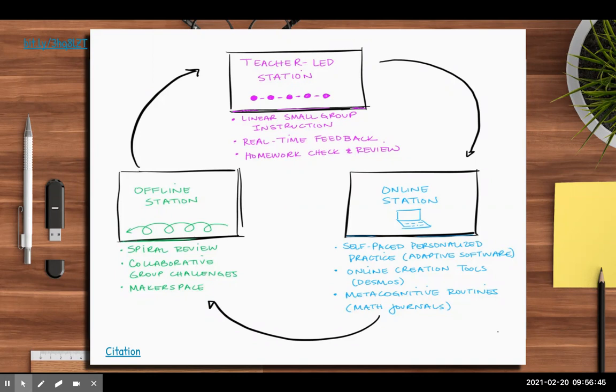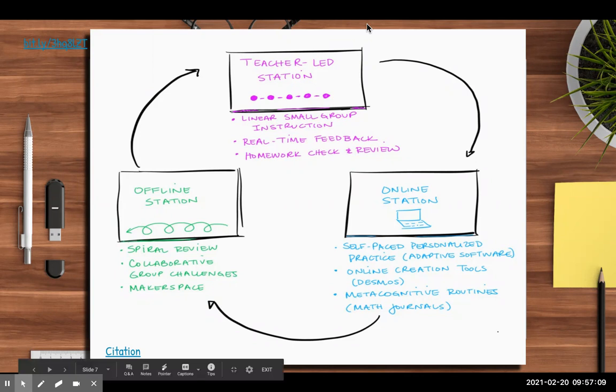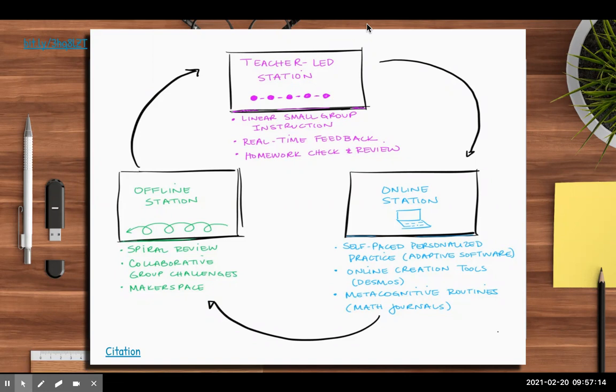I also have offline stations. And my offline stations are stations that are going to be working with collaborative group activities. I do things like Breakout EDU. I do Robert Kaplinski's Open Middle stuff. I do Spiral Review. Hey, that's a station that my low friends, I don't care if they're working on a fifth grade activity. Let them work on that fifth grade activity. Go for it. Because to me, it's practice and it's filling in the gaps that they desperately need filled in on.